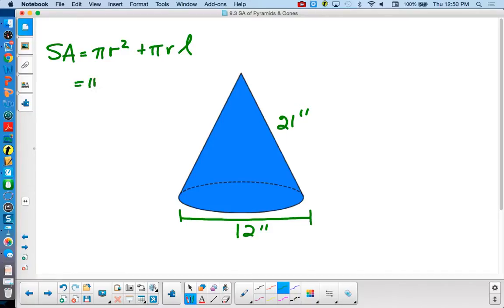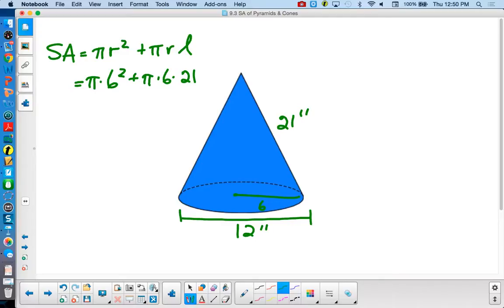So you did pi times, did you use 6 for your radius? 6 squared plus pi times 6 times 21. Radius would just be 6. And if I did it right, to the whole number, 509. Give me a thumbs up or down. 509. Got it?